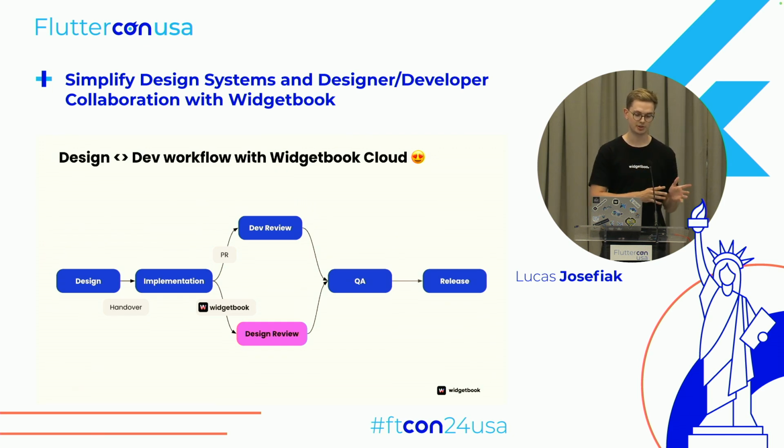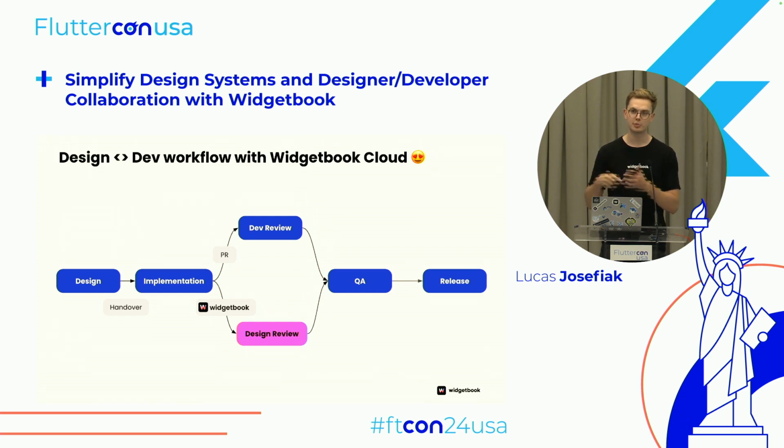We still have the designer that designs initially. We still have the developer that implements. But what we do then is we still have the developer review with your pull request, but in this review process, we are already including the designer. So what we are doing, and we're going to find out how it works later, we are automatically verifying your pull request for any visual changes.